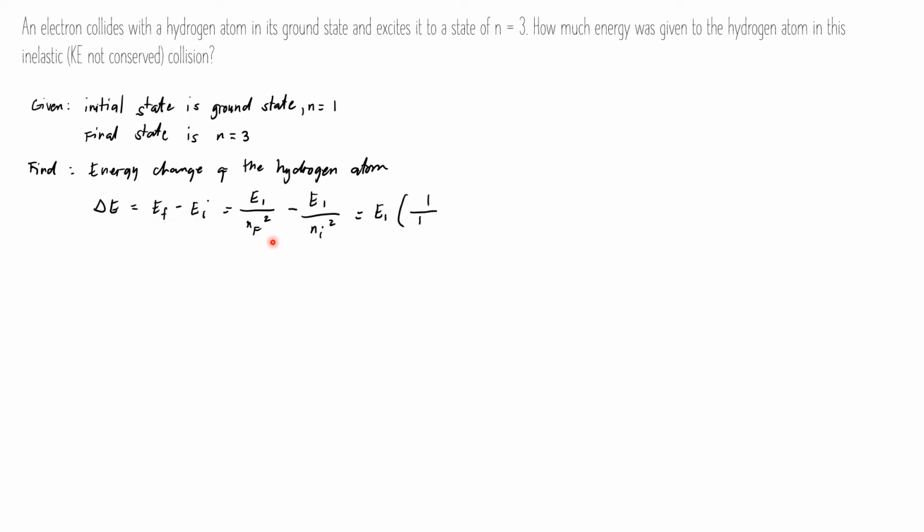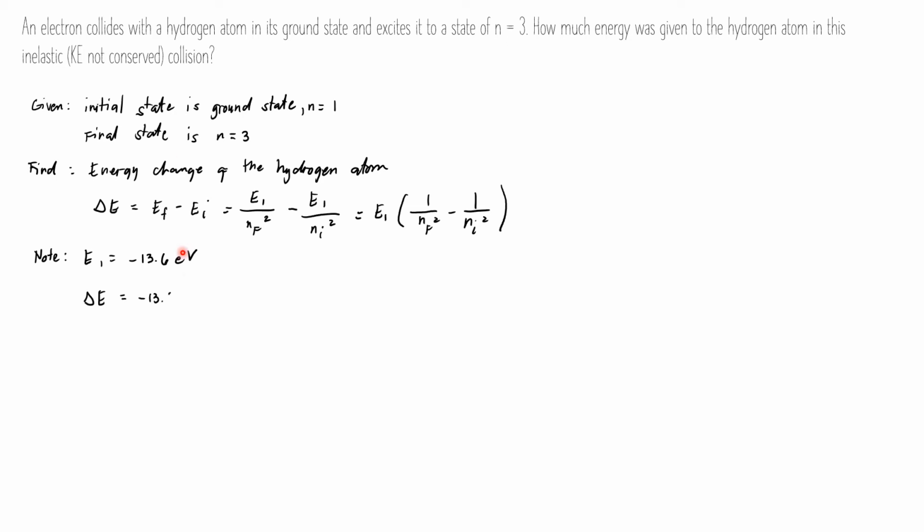So the final energy is given by E1 over nf squared, meaning the final state, minus E1 over the initial state squared. So we can factor out this E1, which is the common factor. So this is E1 times 1 over nf squared minus 1 over ni squared. Note that E1 is equivalent to negative 13.6 electron volt.